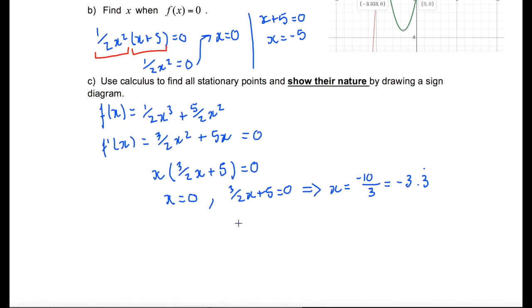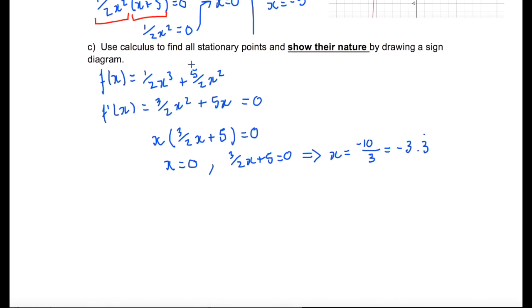Okay, then what it wants us to do is show the nature. So at x equals 0 and at x equals negative 3.3, determine the nature, whether it's a maximum or a minimum. The way we do that is we set up a sign diagram. So let's do 2 sign diagrams. We're going to set it up like this, and there's probably more steps here than is necessary, but let's do it anyway.